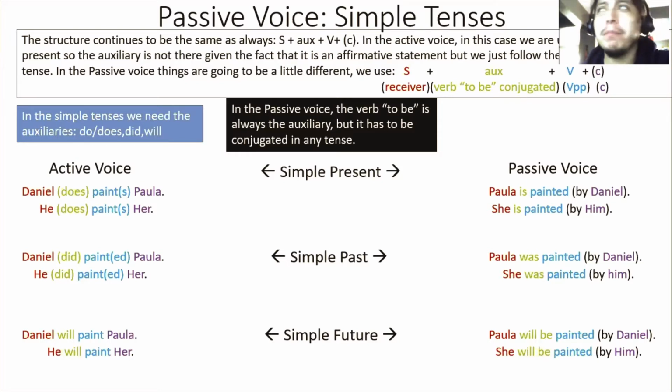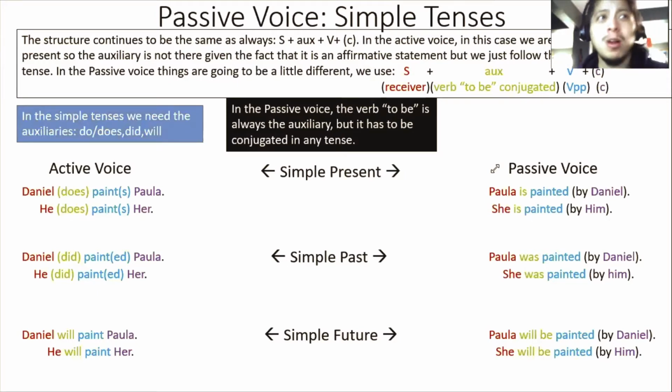So we're gonna try and give you some examples in every tense that we have checked before. We're going to be checking every tense and how to use the passive voice. We're going to do an example with the simple present, the simple past, the simple future, and all of them. So this way you're going to see how everything is always the same.